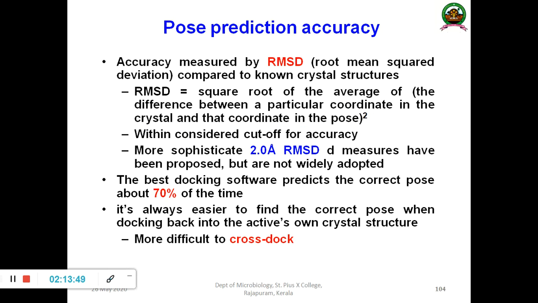Then the prediction accuracy. I told you, once the pose is predicted, what is the best pose? You should get a pose with very little RMSD variation. When the RMSD variations between the ligand and receptor are very close, there is high accuracy when you are doing the energy minimization. That is the main important aspect.